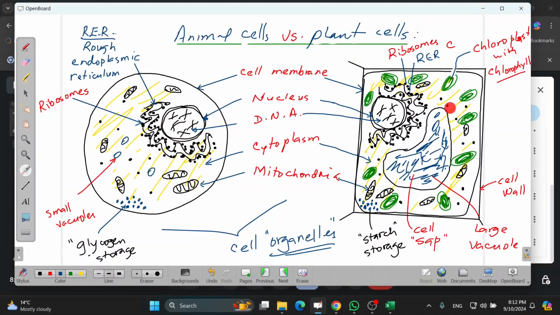As a summary, plant cells have a cell wall, have a large vacuole, have chloroplast, and store starch. Animal cells don't have a cell wall, don't have chloroplast. Vacuoles are more than one and small, right? And we store food in the form of glycogen.